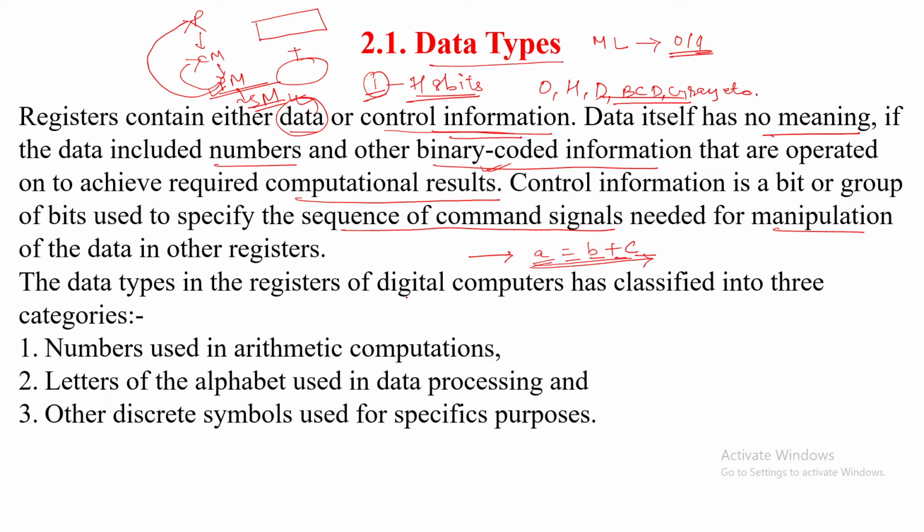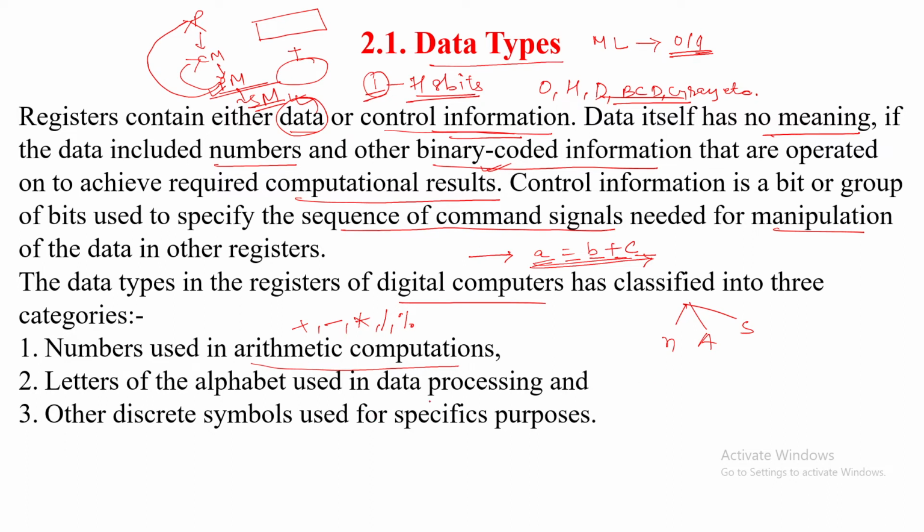So the data types in the register of digital computers are classified into 3 categories: first, numbers; second, alphabets; and third, symbols. Numbers are used for arithmetic computation, that means arithmetic operations, for example addition, subtraction, multiplication, division, and mod, that means remainder.